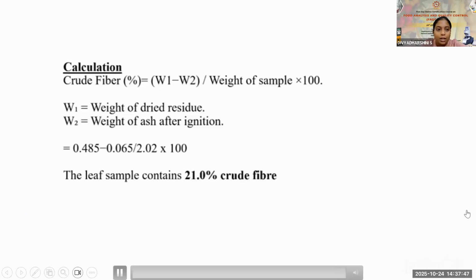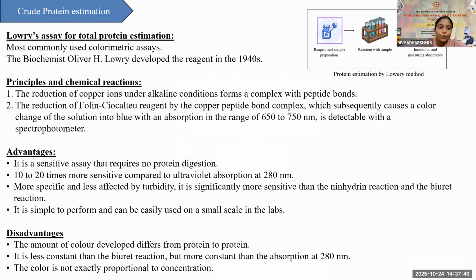We will be moving to another experiment called crude protein estimation. So there are various methods of crude protein estimation. For laboratory scale, I'm going with the Lowry's assay. This is the most commonly used colorimetric assay. It was discovered by the biochemist Oliver H. Lowry, hence the name of the protein estimation called Lowry's method, who developed the reagent in the 1940s.